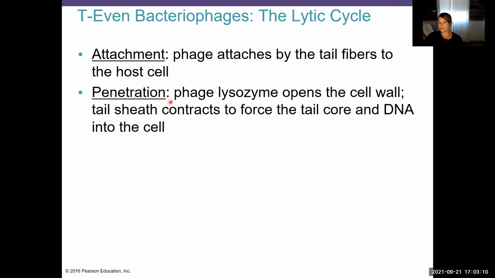Then, once it's attached, the phage produces lysozyme, and it opens up the bacterial cell wall. The tail sheath contracts to force the tail core and the DNA into the cell. So it basically sits down on the cell like this, and then the tail sheath contracts and the DNA can go into the cell. Okay, that's pretty cool. Pretty cool little mechanism those bacteriophage have. So that's called penetration. When the DNA enters the host cell, that's called penetration.